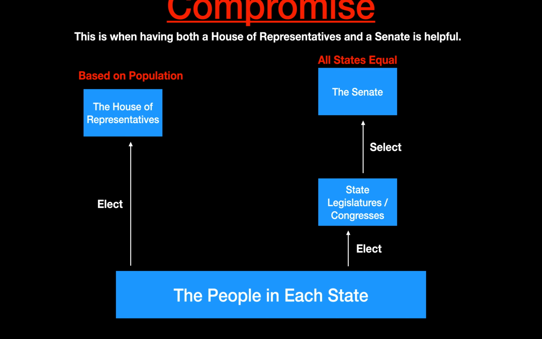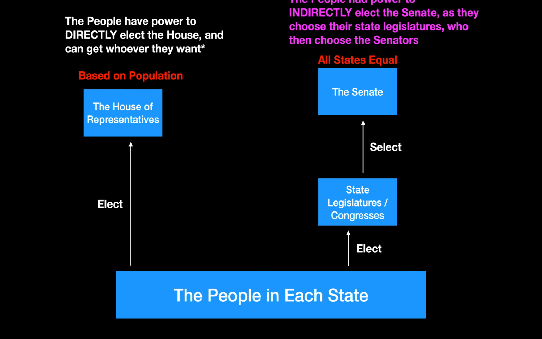But up until that time, we had a House and a Senate. They were elected by different people, and because of that, again, we know their powers and duties are different. There's also some difference in how they get elected. We'll take a look at that right now.